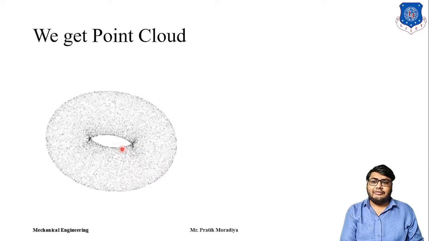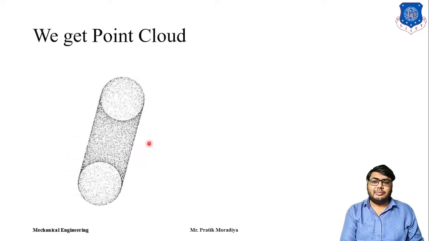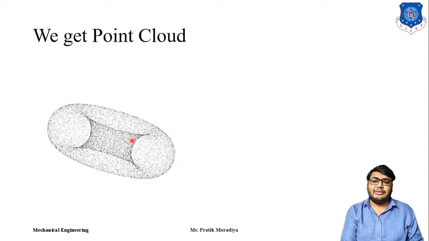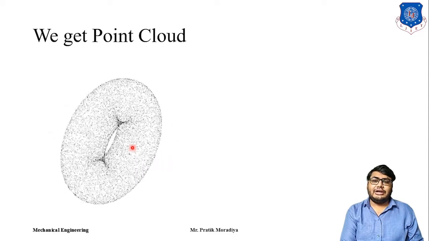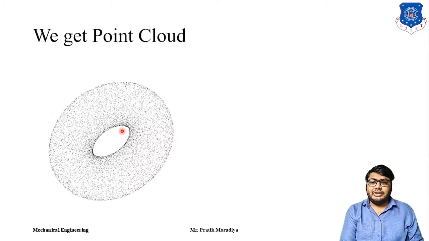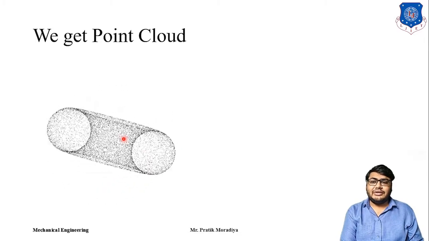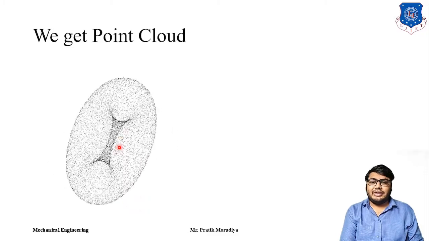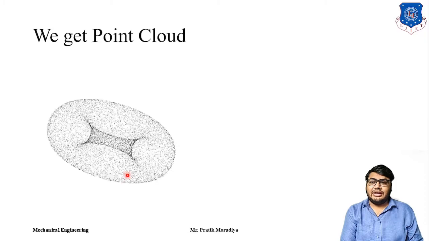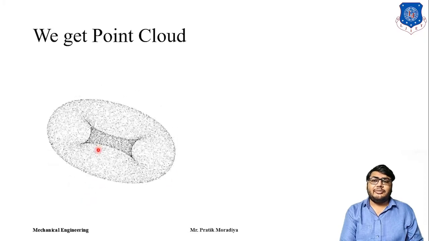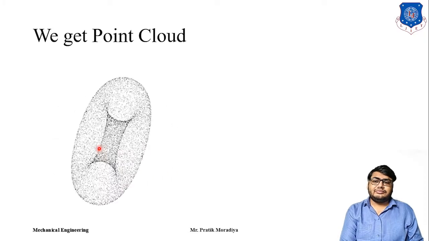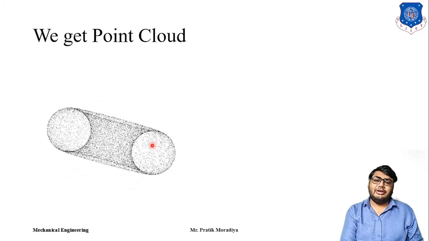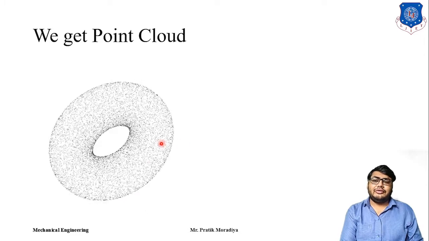Once you have all those points, this is what you get. This is what we are talking about. This is an example of a point cloud of a torus. So here we are not getting any surface, we are getting hundreds and thousands of points, but they are in the 3D space and they represent the object. Now we can use some software to make this point cloud into a solid or into a surface, but we will talk about that later.